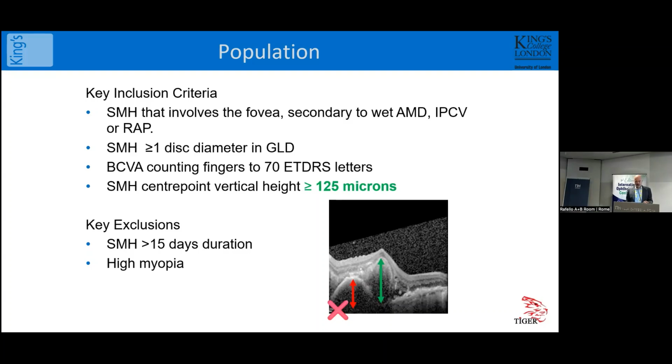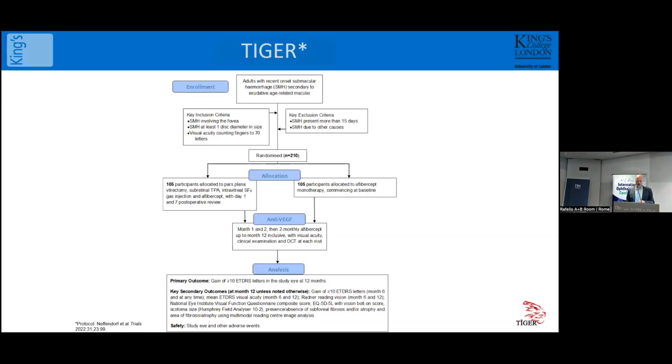We exclude those where the hemorrhage has been there for more than 15 days, and high myopes for obvious reasons. We're aiming to recruit a total of 210 patients, which, as I say, is difficult for a rare disease. And they're randomized 1-to-1 either to surgery or to the control arm.